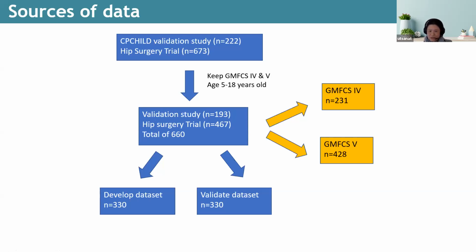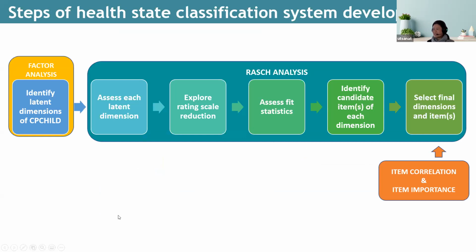So what did I do with each data set? There are so many steps involved. The first step is to identify the latent dimensions of the CPCHILD using factor analysis. I'll show you a little bit later on the preliminary results. After that, there is a big block of Rasch analysis that is applied in different steps, for example, looking at the dimension step after we identify the latent dimensions.